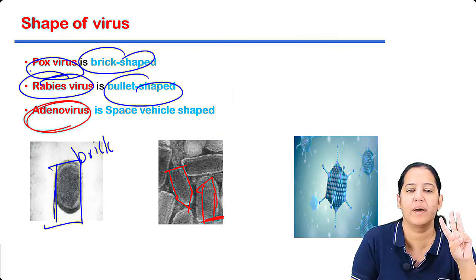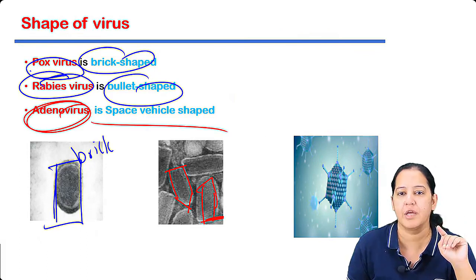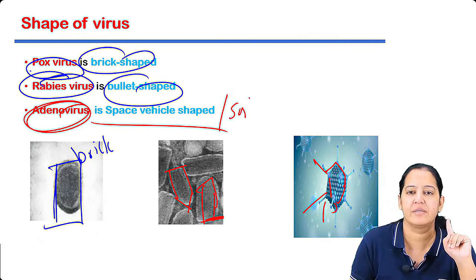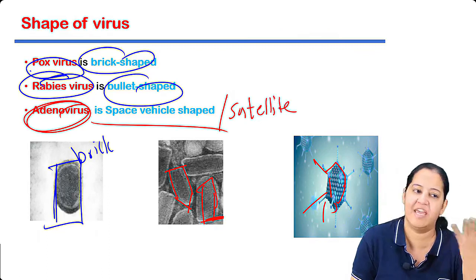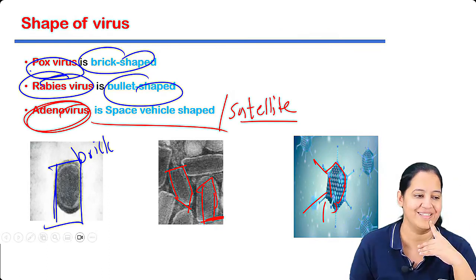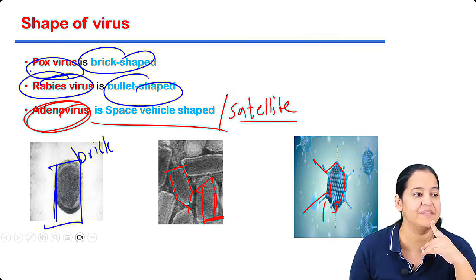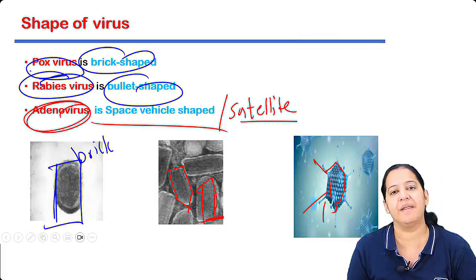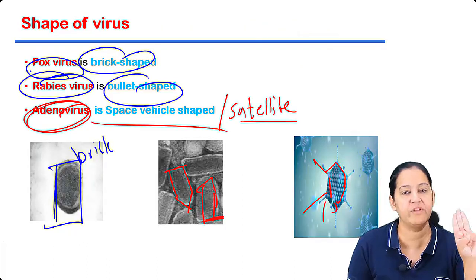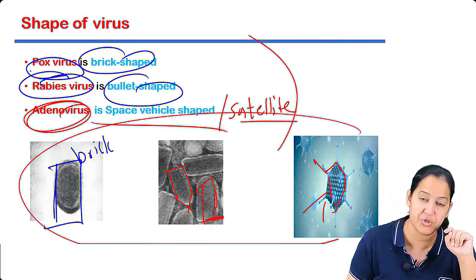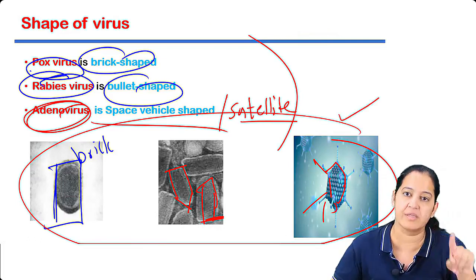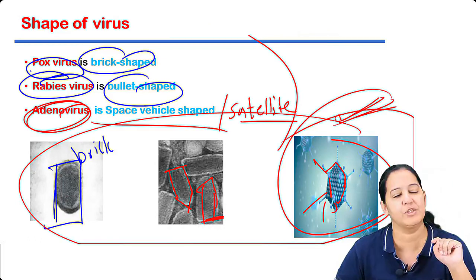And the adenovirus is space vehicle shape. Can you see it here? It's a space vehicle, also known as satellite. You can learn both; it's the same thing. Space vehicle or satellite shape. Yes, these are the shapes. Please learn the important three shapes, on which PYQs and image-based questions also come. An image-based question has already been asked on the space vehicle.